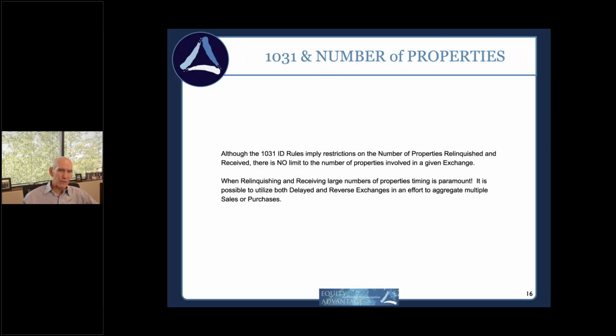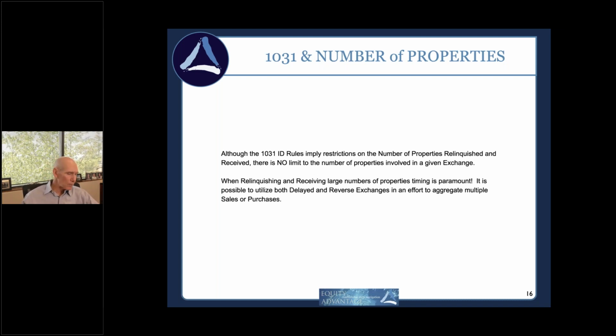Now, this is the fallacy, 1031 and number of properties. People say, well, yeah, the code says you can only relinquish 3 properties. You can only ID 3 properties. I can only buy 3 properties. It does not say that. You could give up 50 properties and buy 1, or vice versa. It's wide open. You just have to fit one of those rules or get the deal done inside the 45 days.